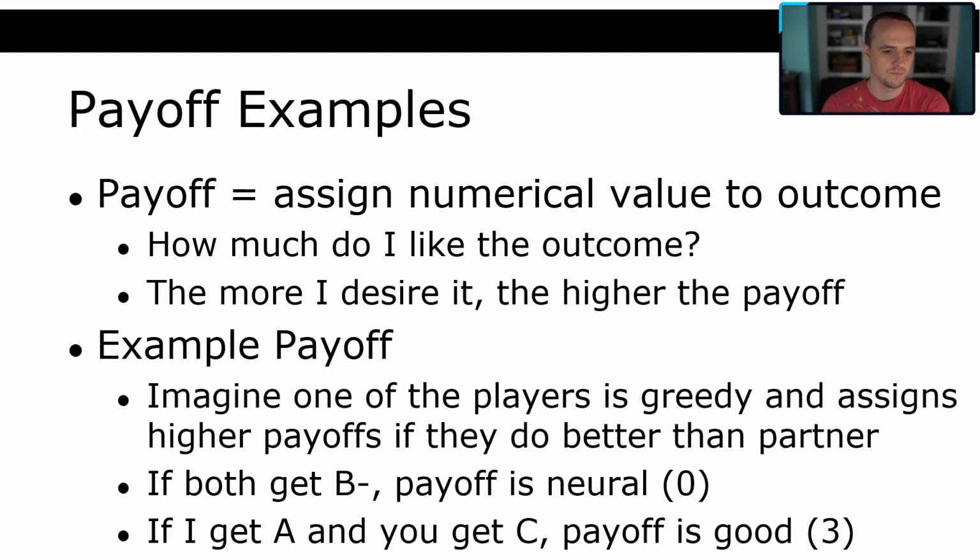So let's make an example here. Imagine that one of the players is kind of greedy, and they're just going to assign higher payoffs if they do better than the partner, right? So they want to win the grades game. If they do better, that's all they care about. So, for example, a B minus is kind of a middle of the road grade. So if they get a B minus, the payoff is neutral. It's a 0. But if they get an A and you get a C, that's looked at as a good payoff. So let's just call it 3. Okay? So 3, higher than 0. Not a million, but we're just going to assign values to it.